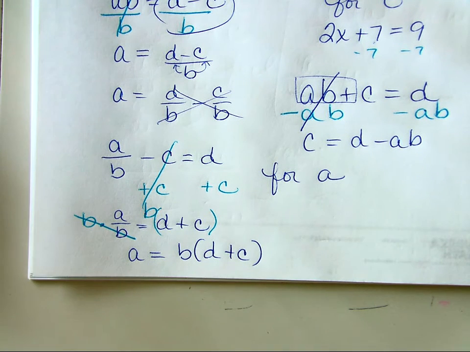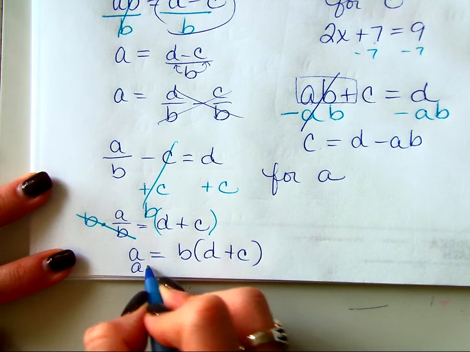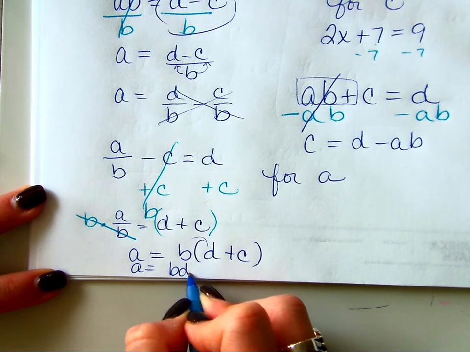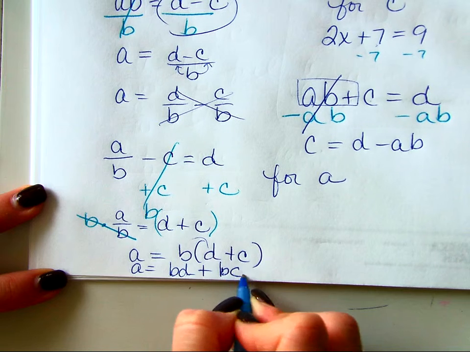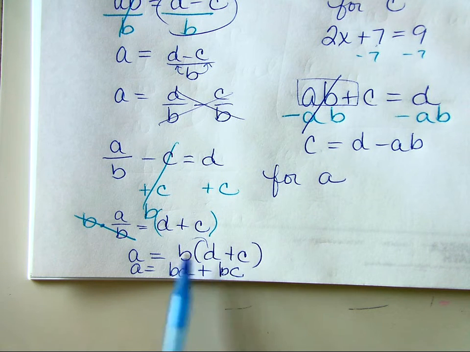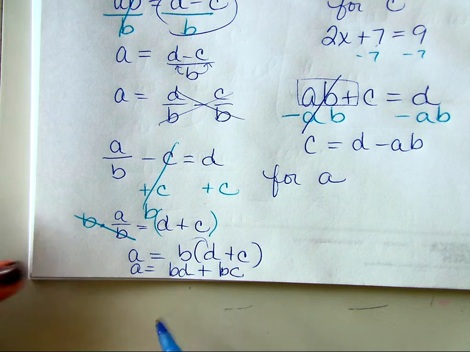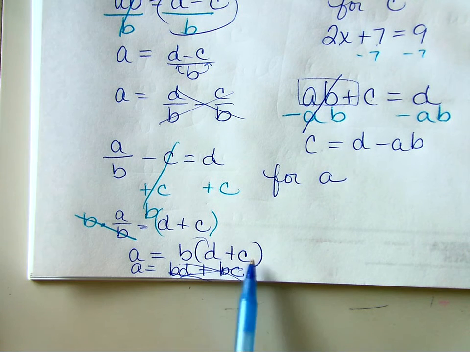What do you think else would be an acceptable answer? A equals, Josh? A equals B times D plus B times C. Yep. You'll probably, again, see it just like this instead of this way. But either way is okay. Got it? Okay?